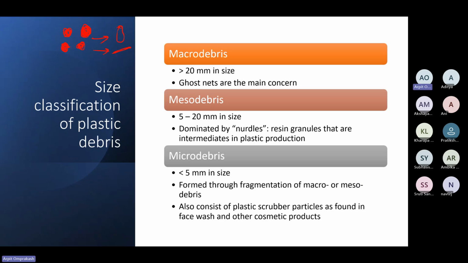And the third thing we have is the micro debris, which is less than 5 millimeters in size. This is formed mostly through fragmentation of macro or meso debris. It also consists of plastic scrubber particles that might be found in face wash and other cosmetic products. So if you have plastic beads in any of them, those are also counted as micro debris.